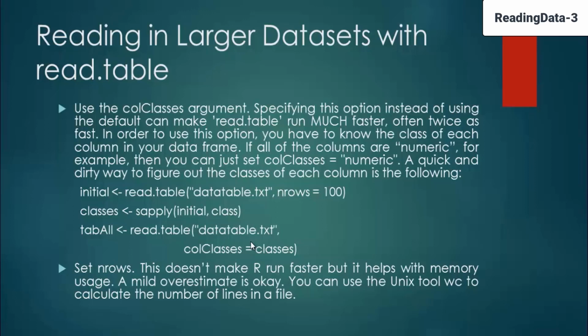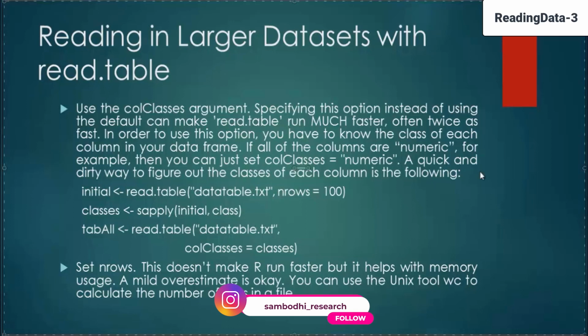And you can also set nrows, which will limit the number of rows you want to extract from the data table. Let's say you don't want to run the analysis on the entire set of data, but on a certain limit of data. So you don't need to extract everything. Let's say there are 1 lakh rows and you want to run the analysis only on 100 rows. You can specify the number of rows, and this will help you. It doesn't change the speed of R, but it can reduce the memory usage. It's a mild overestimate, which is okay. And I'll show you the next thing.